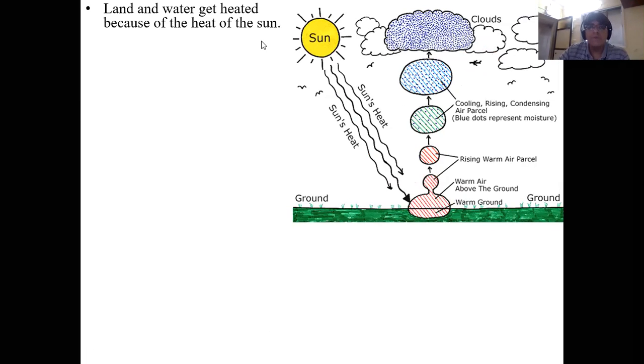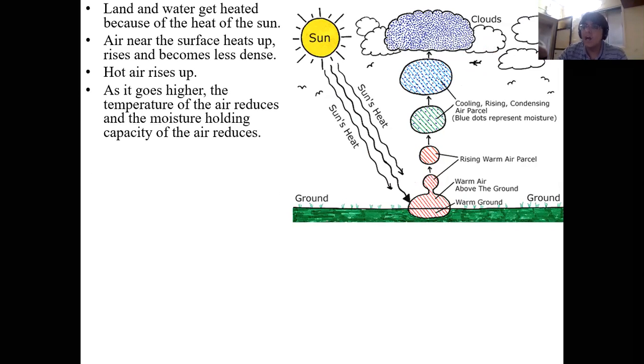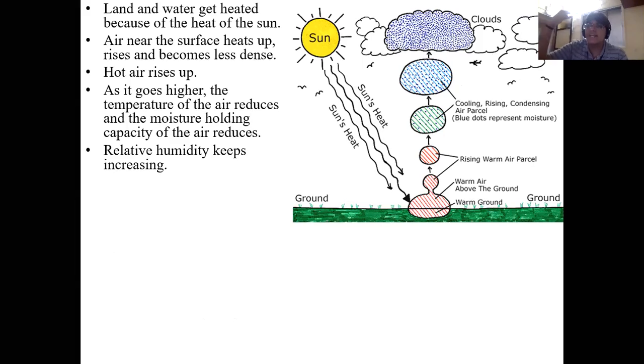Okay, land and water get heated because of the heat of the sun. Air near the surface heats up, rises and becomes less dense. Hot air rises up. As it goes higher, the temperature of the air reduces and the moisture holding capacity of the air reduces. When the air goes up, the temperature is lower and the moisture holding capacity is lower, right. Relative humidity goes on increasing as the temperature goes on decreasing.